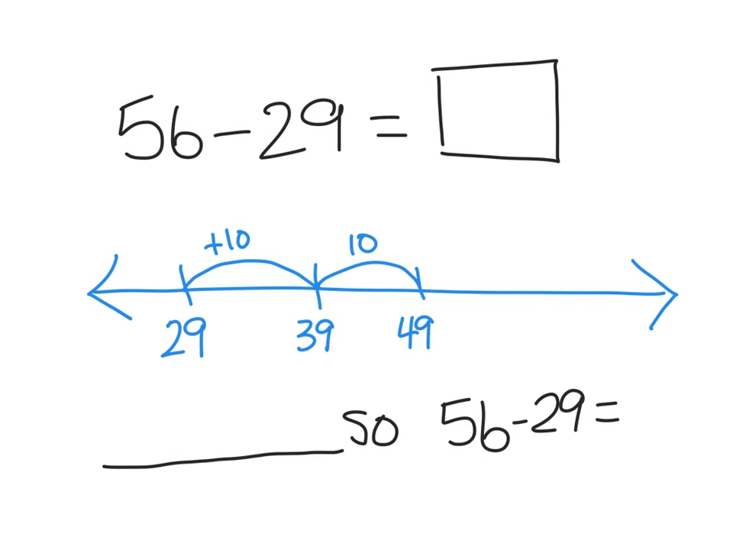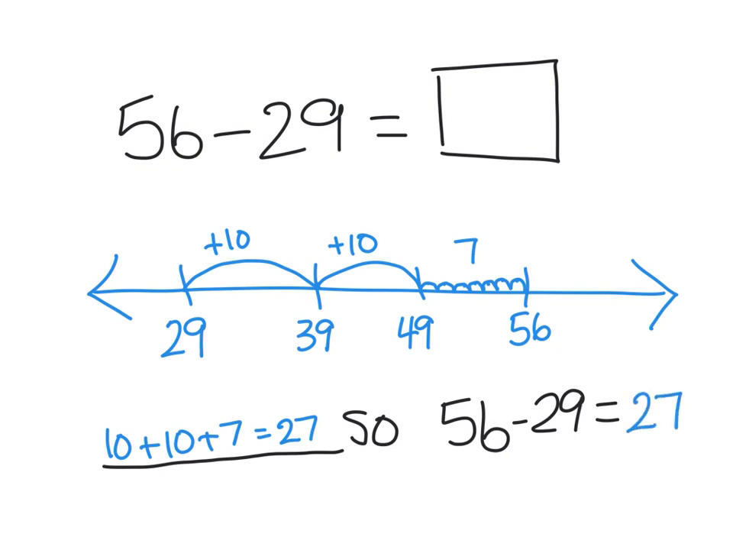So I'm at 49, 50, 51, 52, 53, 54, 55, 56. And so that took me 1, 2, 3, 4, 5, 6, 7. So I jumped a 10 and another 10 and a 7. So 10 plus 10 plus 7 is 27. So the difference between 56 and 29, or I could say 56 minus 29, is 27.